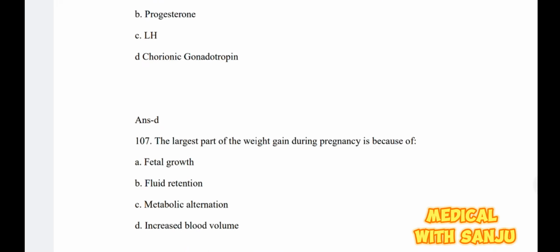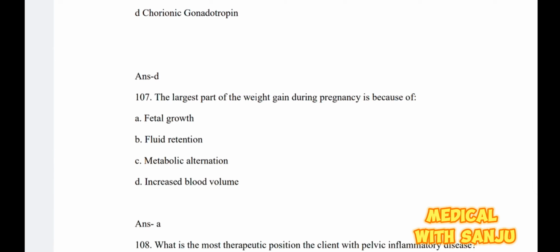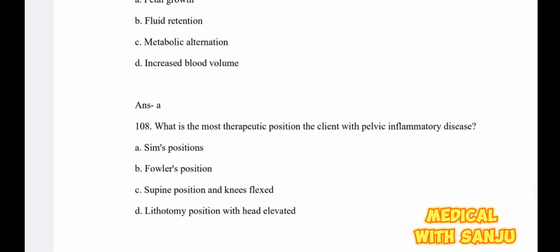Question number 107. The largest part of weight gain during pregnancy is because of option A, fetal growth, option B, fluid retention, option C, metabolic alteration, and option D, increased blood volume. The right answer is option A, fetal growth.